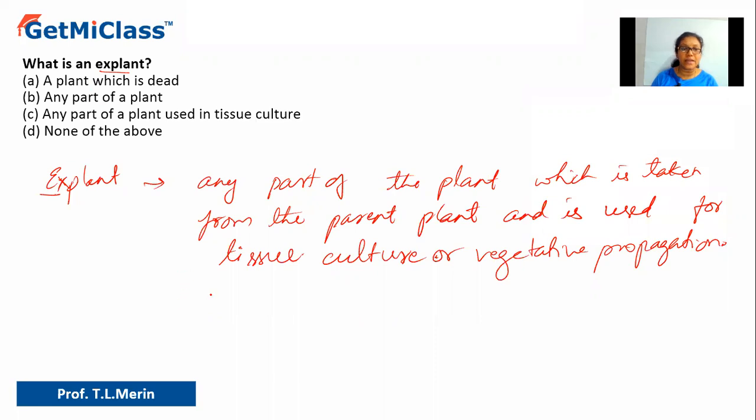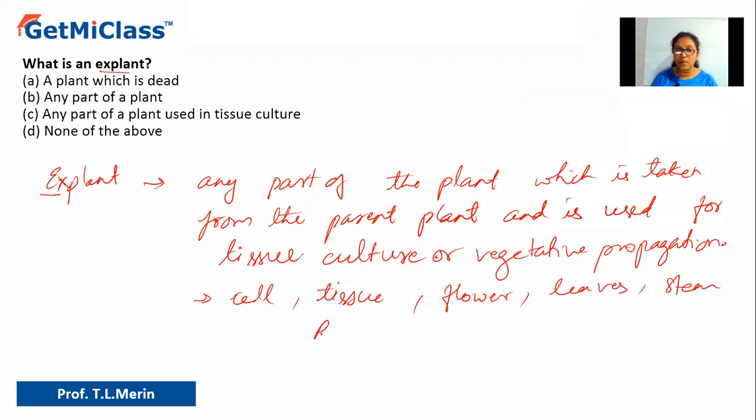Now let us see, what and all can be an explant? It can be a cell, a single cell can be called an explant. It can be a tissue, that is a group of cells. It can be any plant part like a flower, a leaf, a stem part, a root part, any part of the plant which will be utilized for growing new plants from it, maybe through tissue culture or by vegetative propagation. It can be called an explant.